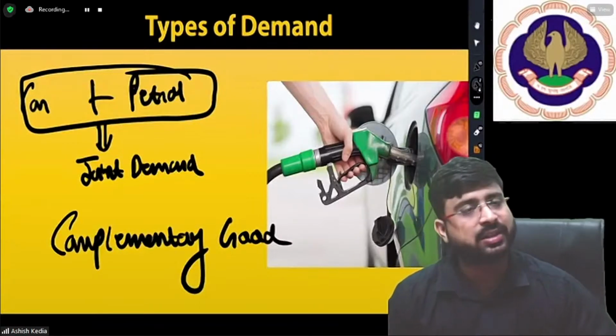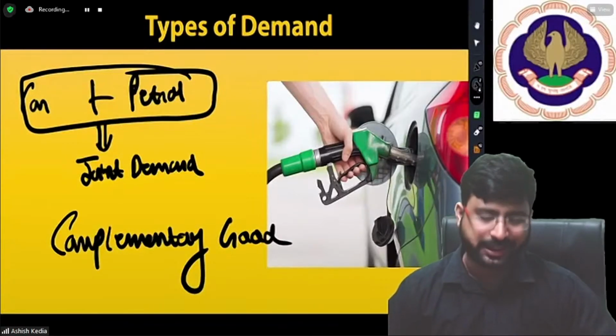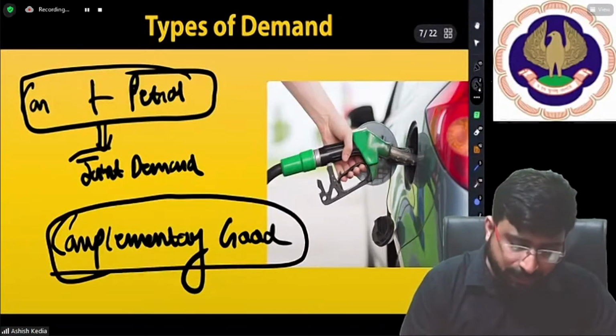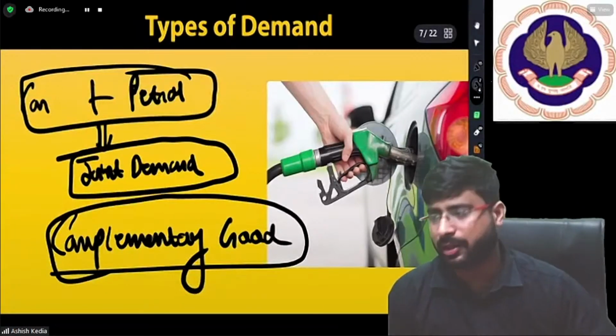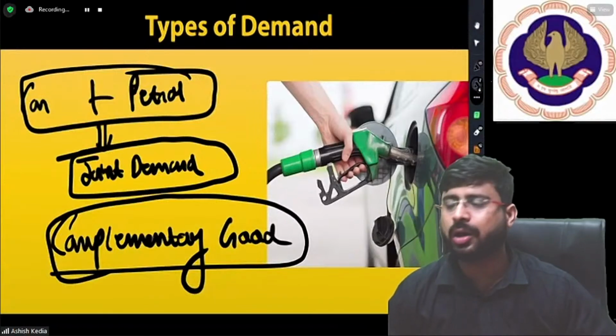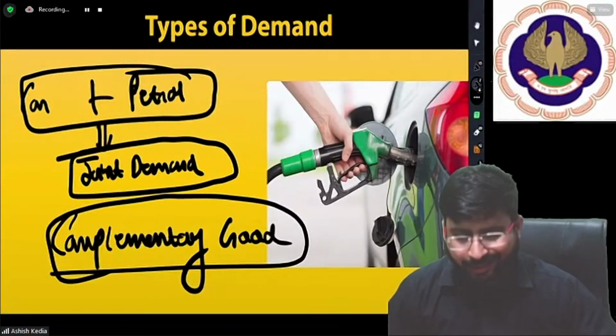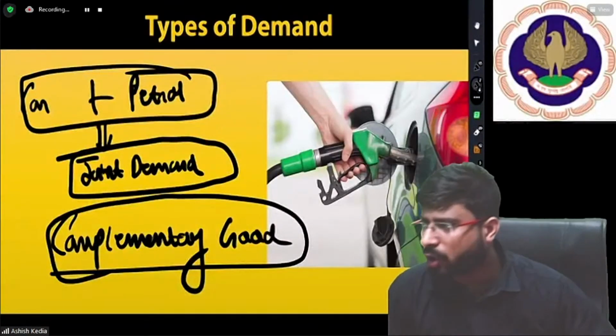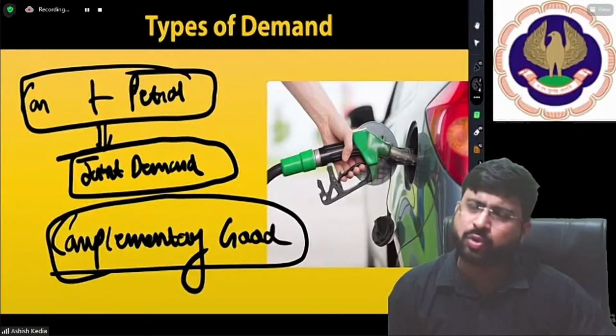They are with each other, we are together. That's why they are called complementary goods, and the demand for such goods is called joint demand. Car and petrol, for that matter. I hope it's crystal clear, friends. Yes or no, please. That's joint demand.